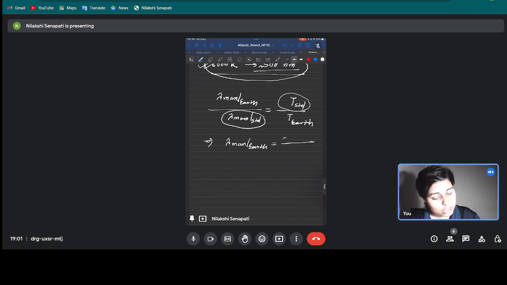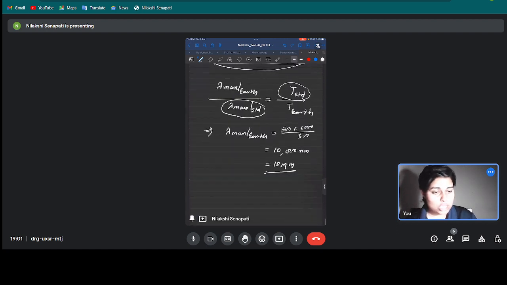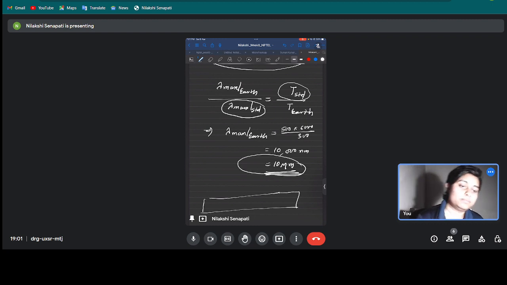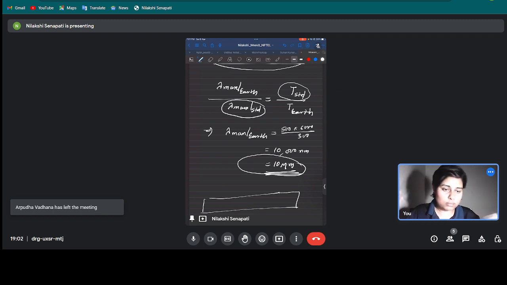And if you calculate, it will be 500 into 6,000 by 300. Then what you will get is 10,000 nanometer, which is about 10 micrometer. Now you have to tell me: if you consider the EM spectrum, the whole range of the spectrum, then in which range will this 10 micrometer fall? Like it is visible, it is radio, it is infrared, this is gamma.